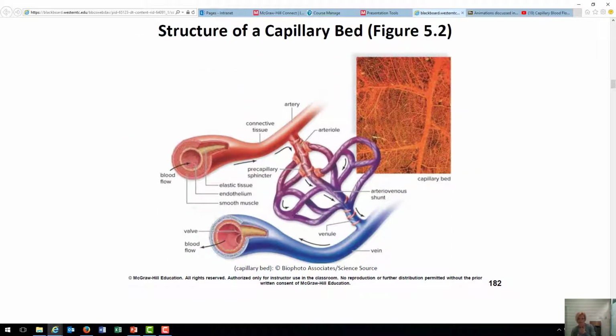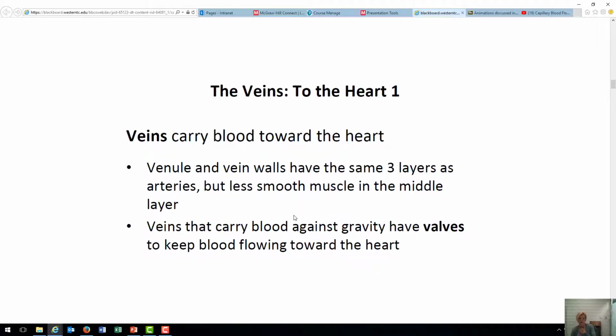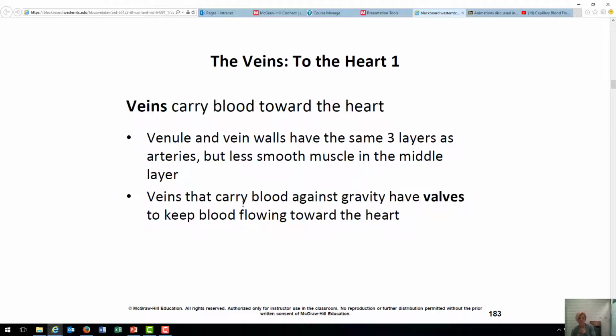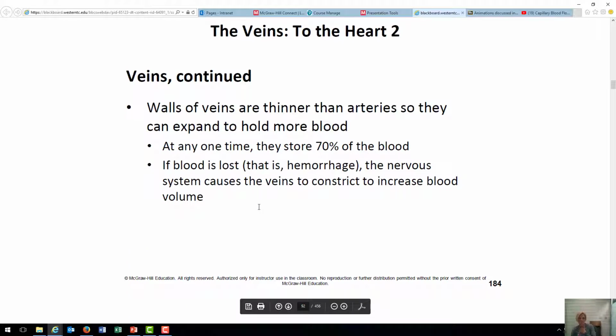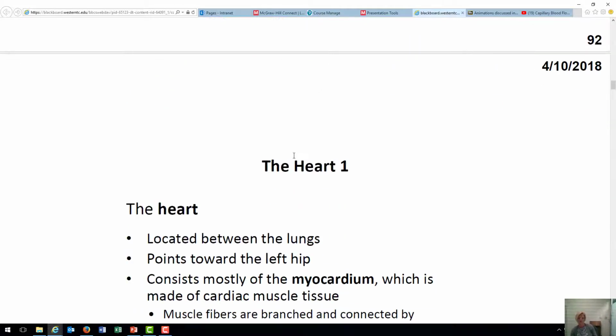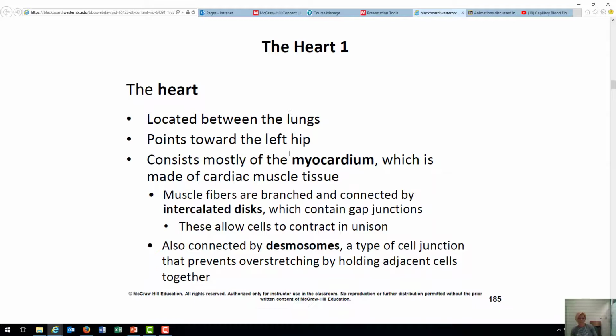and remember that precapillary sphincters control blood flow through that capillary bed. So there's the photo that I was going through. And we talked about veins, that they have valves, they have less smooth muscle in that middle layer, and they can hold more blood. So 70% of the blood in our body is in the veins of the bloodstream. So now we're going to talk about the heart.